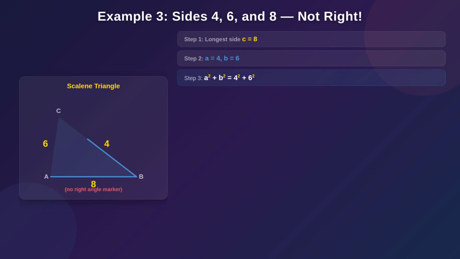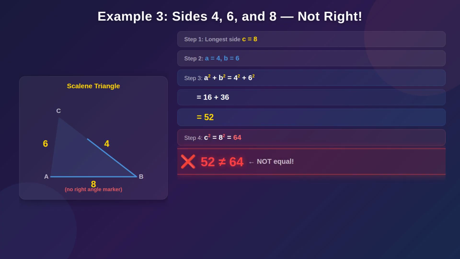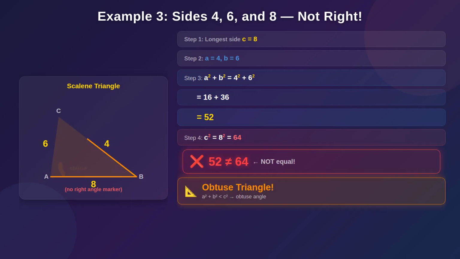Step 1. The longest side is 8, so C equals 8. Step 2. A equals 4 and B equals 6. Step 3. A squared plus B squared is 4 squared plus 6 squared. That's 16 plus 36, which equals 52. Step 4. C squared is 8 squared, which equals 64.